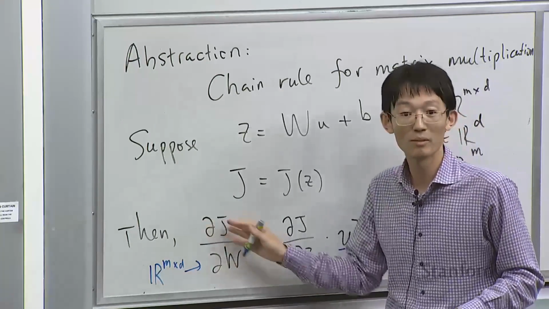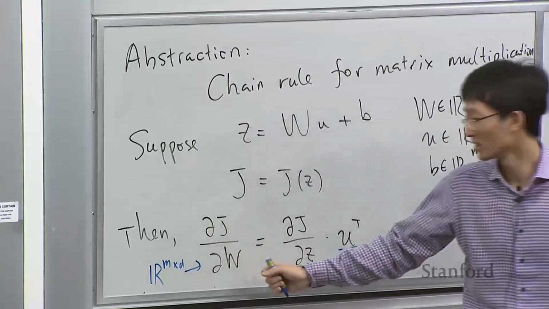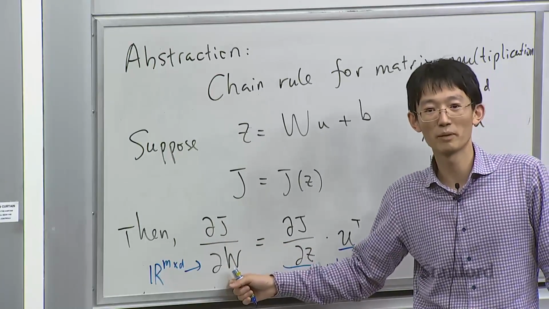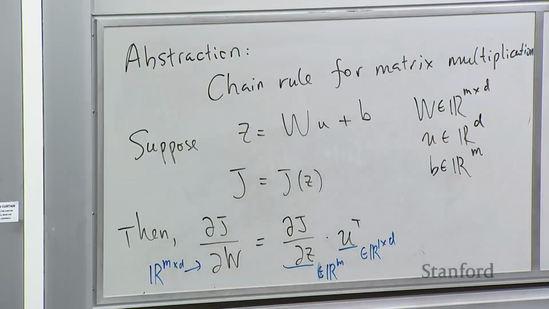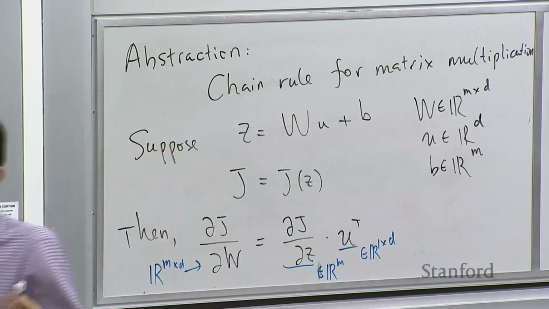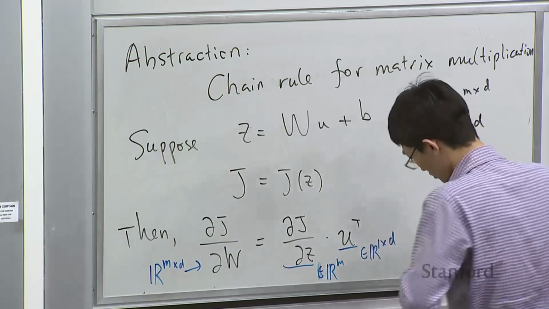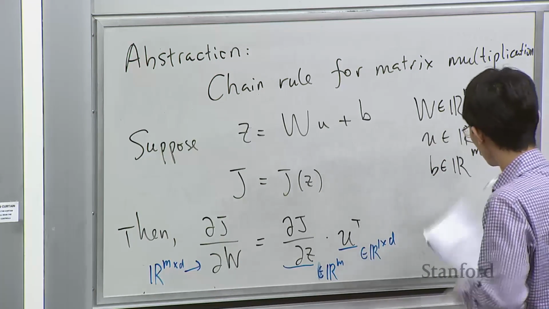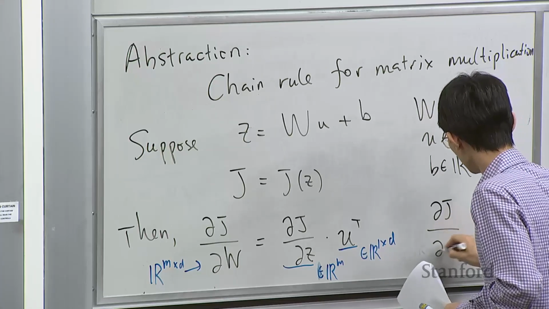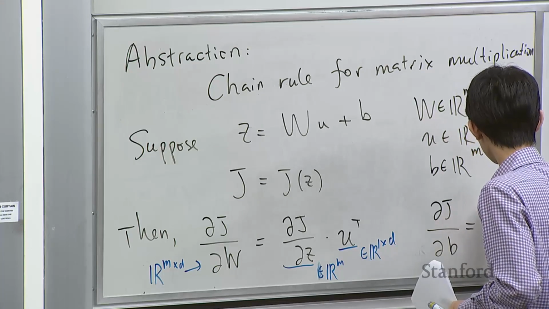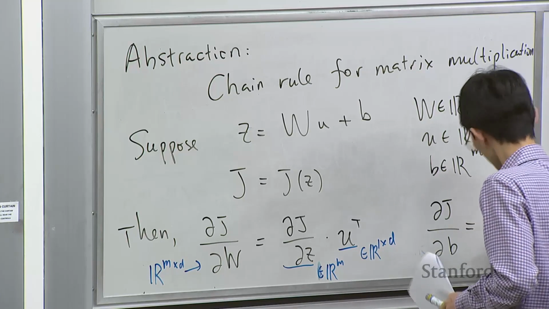Actually, this is a rank 1 matrix. That's an interesting observation. The gradient with respect to the weight matrix for one example is always a rank 1 matrix. But that's for one example, not for all the examples, not for the full gradient. If you just have one example, the gradient for the weight matrix is typically a rank 1 matrix. And also we know the gradient with respect to B is going to be equal to the gradient with respect to Z.